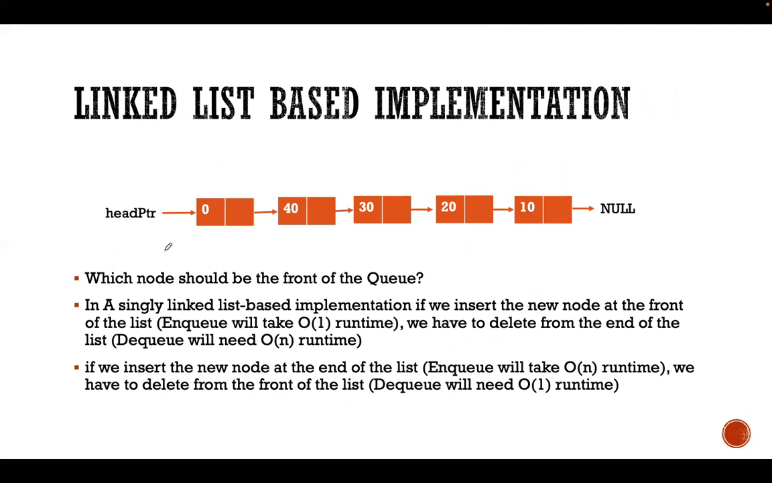So next we are going to see the linked list based implementation, and we are going to look at whether we can make the implementation better. Means if we can find a better, more efficient algorithm for the NQ and DQ operations.